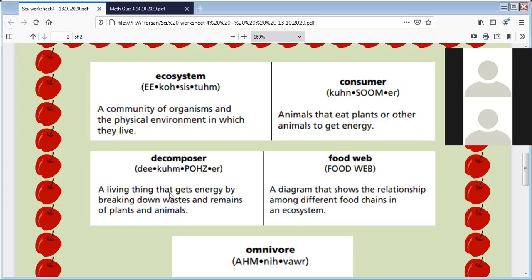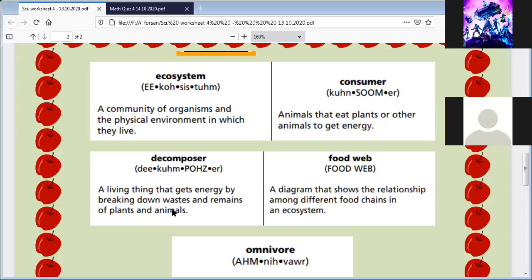What do you think about algae? You know what algae is? No. Do you know what moss is? Moss. Yes. They are kinds of decomposers. I know the names, but I don't know... So if there are some kinds of worms, they are decomposers. So they are breaking down wastes and remains of plants and animals to get energy. Okay.